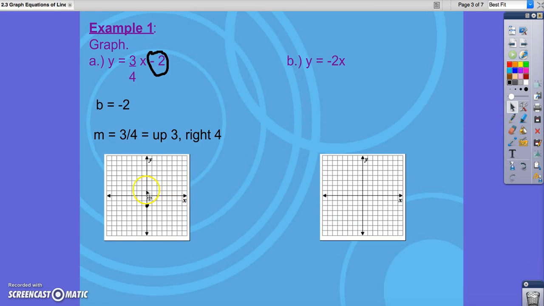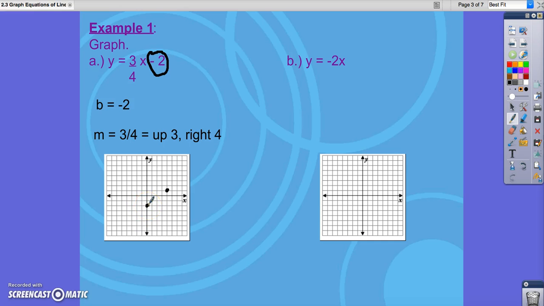Okay, so here we go again. I go to my y-intercept, my b. From that point, I move up 1, 2, 3, right 1, 2, 3, 4, plot my point. And I'm going to do it one more time. Now you could go in the same direction. You could go down. I don't care either way. You could go up 3, right 4 again.